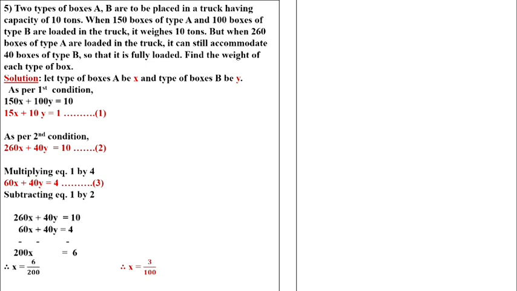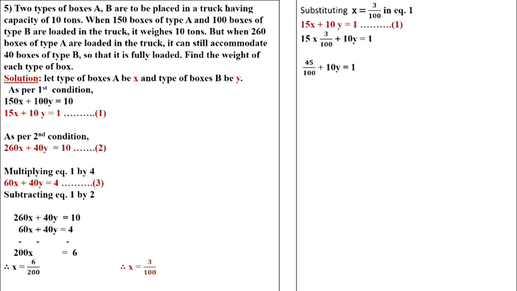We will substitute this value in equation number 1. In equation number 1 we have 15x plus 10y equal to 1. So what x value did we get? 3 upon 100. So here 15 × 3 is 45 upon 100 plus 10y equal to 1. So 45 upon 100 will go to the right side and become minus. So 10y equal to 1 minus 45 upon 100. As we know, 1 is 100 upon 100, so 100 minus 45 we get 55 upon 100.